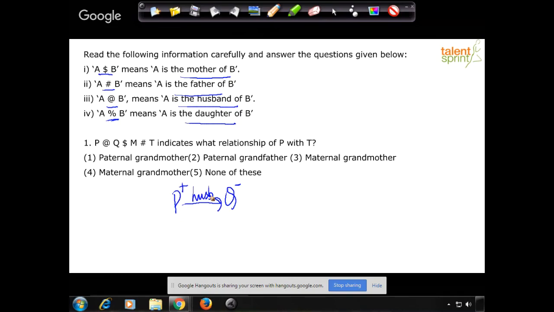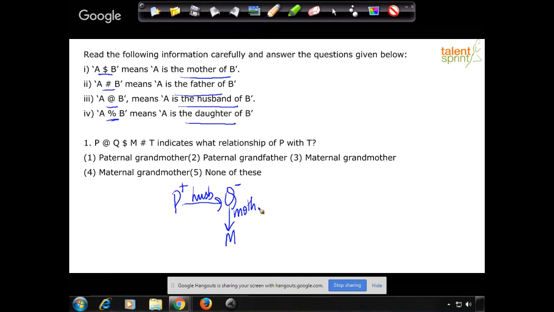Second, they tell us Q$M. Sorry, Q dollar M. Dollar means mother of, which means that Q is the mother of M. So Q is the mother of M. Let's write the relationship here, mother. Now notice, boys and girls, till now we do not know the gender of M.